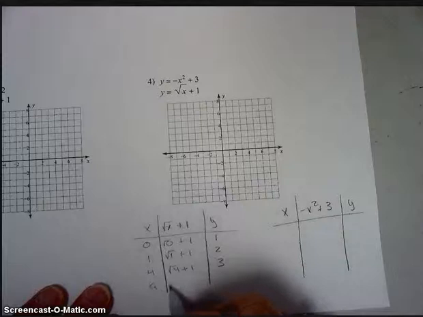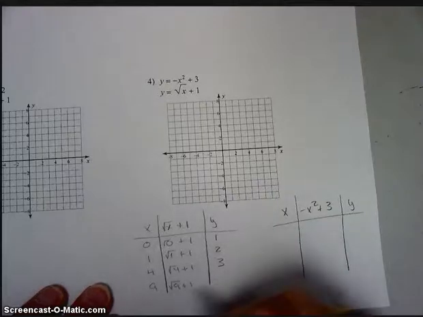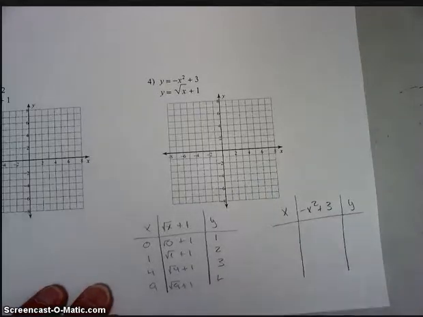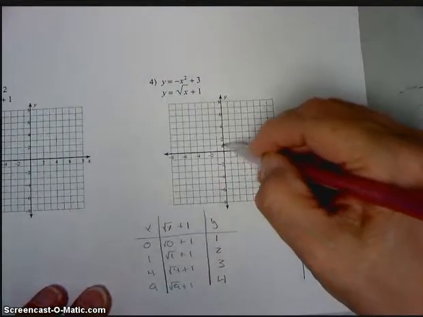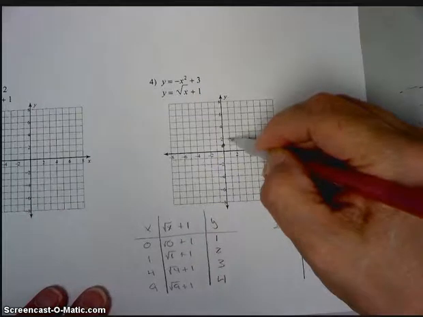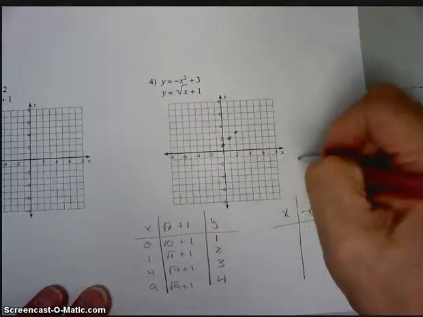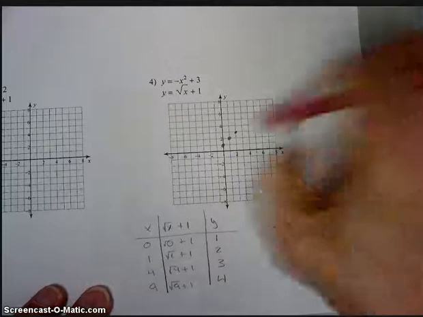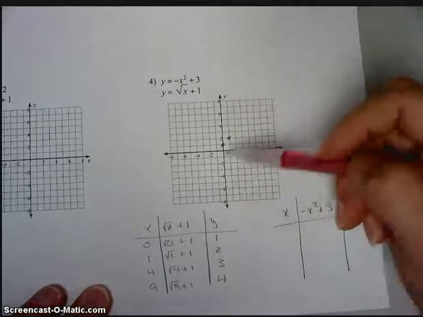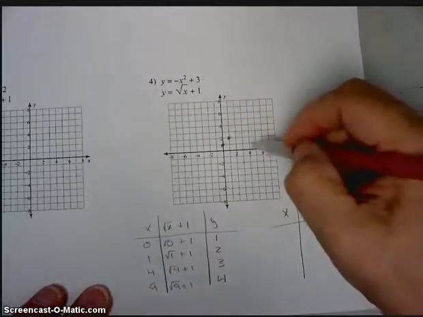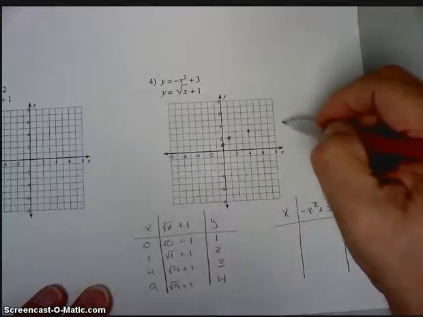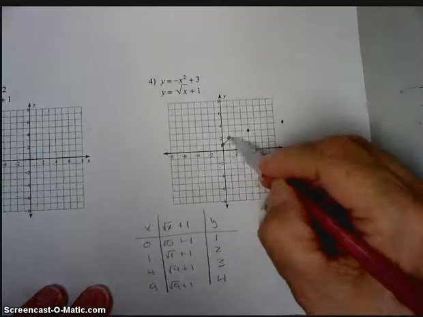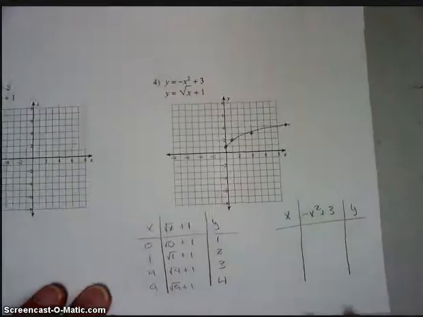And then the next one is 9. The square root of 9 plus 1 will give me 3 plus 1 will be 4. But I don't have a 9 on here, so I'm going to stop. But if I wanted to graph this, at 0 I'm at 1, at 1 I'm at 2, at 4 I'm at 3, and then up here at 9 I would be at 4. So my graph looks something like that. Okay, so that's my square root function.